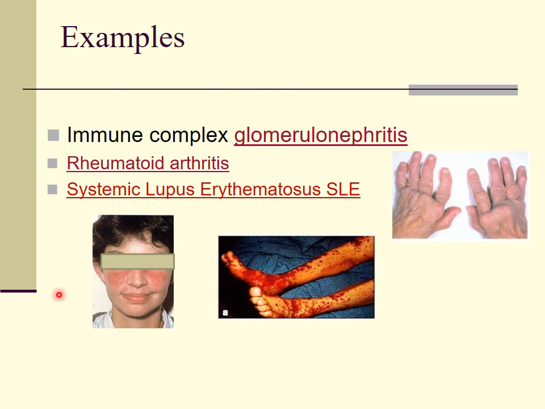These are the examples of type 3 hypersensitivity. In glomerulonephritis, the basement membrane of the glomerulus of the kidney is damaged due to the formation of antigen-antibody complexes, which lodge in that site, causing a hyperimmune response. In rheumatoid arthritis, the damage sites are the joints, while in systemic lupus erythematosus, SLE, we used to say this is a typical SLE rash. As the name says, in this there is systemic production of unusual antibodies and their complexes in the whole blood.